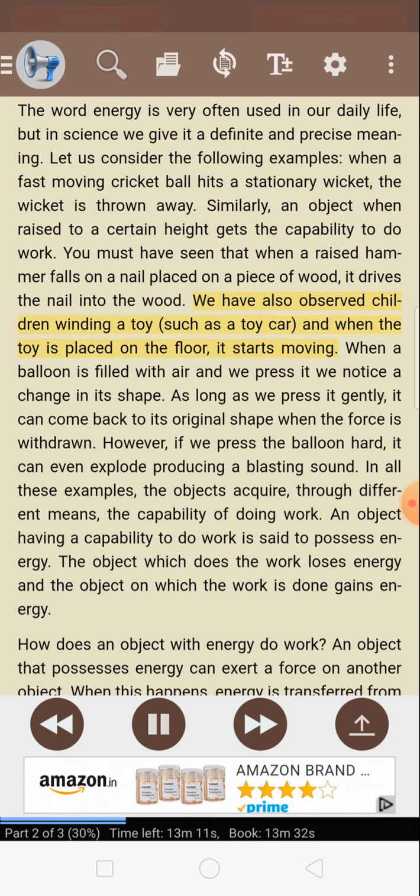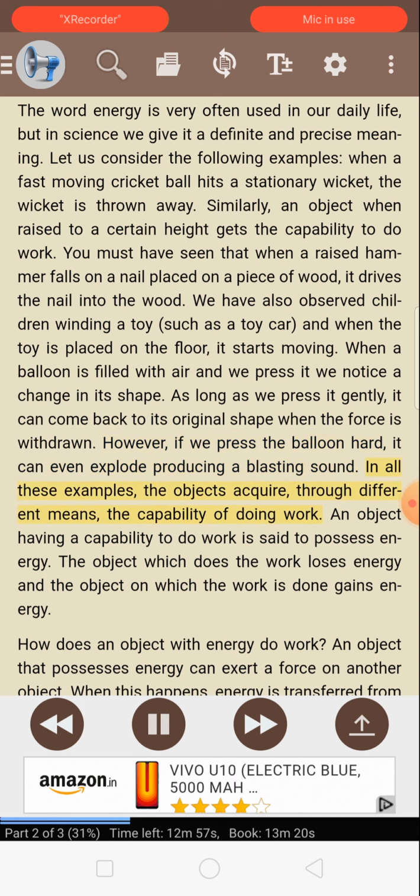When a balloon is filled with air and we press it, we notice a change in its shape. As long as we press it gently, it can come back to its original shape when the force is withdrawn. However, if we press the balloon hard, it can even explode, producing a blasting sound. In all these examples, the objects acquire through different means the capability of doing work. An object having a capability to do work is said to possess energy. The object which does the work loses energy, and the object on which the work is done gains energy.